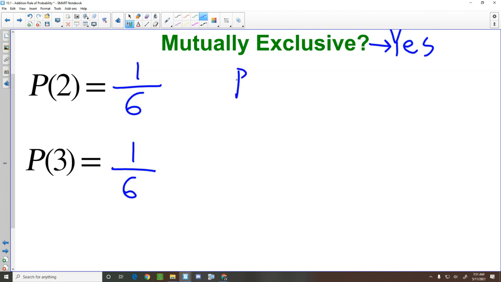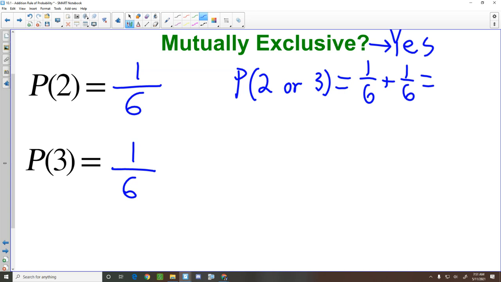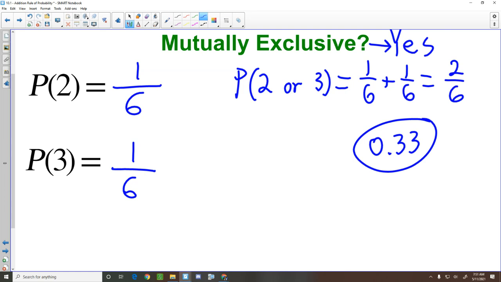And so then the probability of rolling a 2 or a 3 is simply 1/6 plus the other 1/6, right? That's the probability of the 2 plus the probability of rolling a 3 for a total of 2/6, which is the same as 1/3. If you divide that out, you'll get approximately 0.33. If you divided them out first, you'll probably get 0.32. That's fine. It's close enough for me.